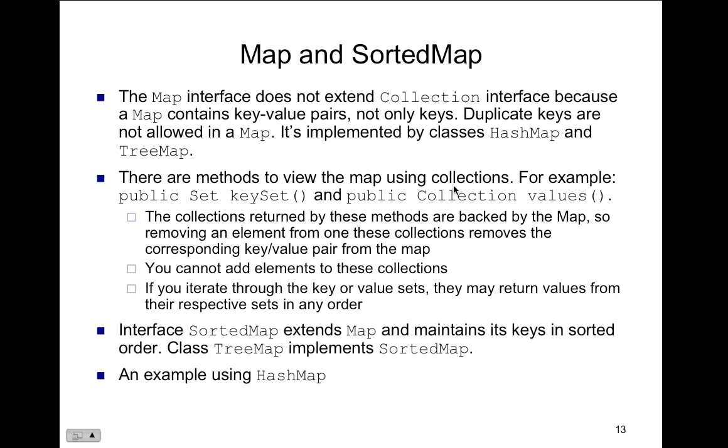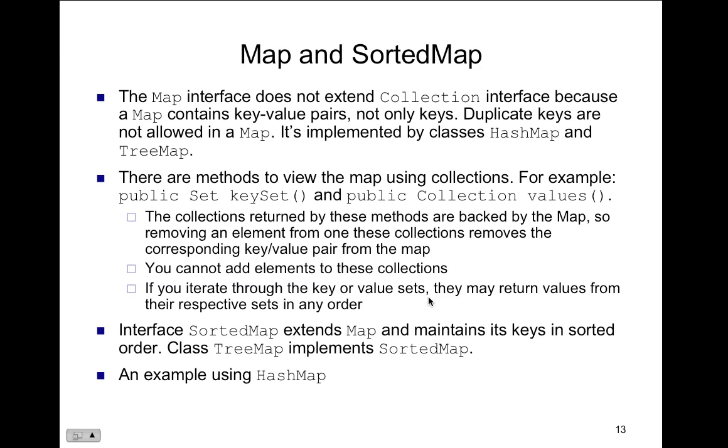There are methods to view the map using the collection. For example, here we have key set for the collection. You ask for the key, it'll give you the value. You ask for the value, it'll give you the key. You can set the value by calling the key, sort of like a dictionary: here's the definition of this key, here's the value for it. So you have that association. You cannot add elements to these collections; you create them. Removing an element from one of these collections removes the corresponding key value from the map, because they're in sets. You can't just remove the values. You have to remove everything.